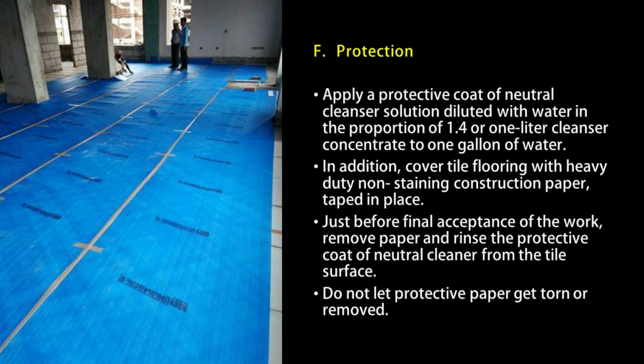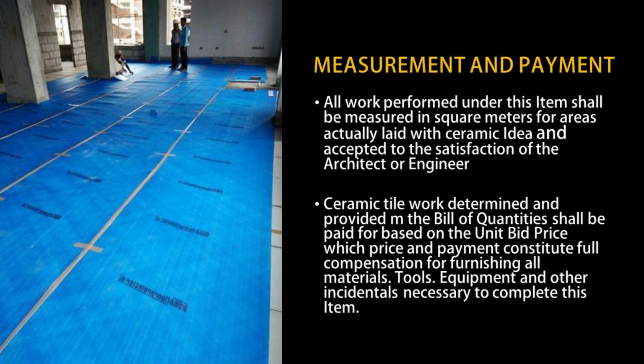Protection. Apply a protective coat of neutral cleanser solution diluted with water in the proportion of 1:4, or 1 liter of cleanser concentrate to 1 gallon of water. In addition, cover tile flooring with heavy-duty non-staining construction paper taped in place. Just before the final acceptance of the work, remove paper and rinse the protective coat of neutral cleaner from the tile surface. Do not let protective paper get torn or removed.